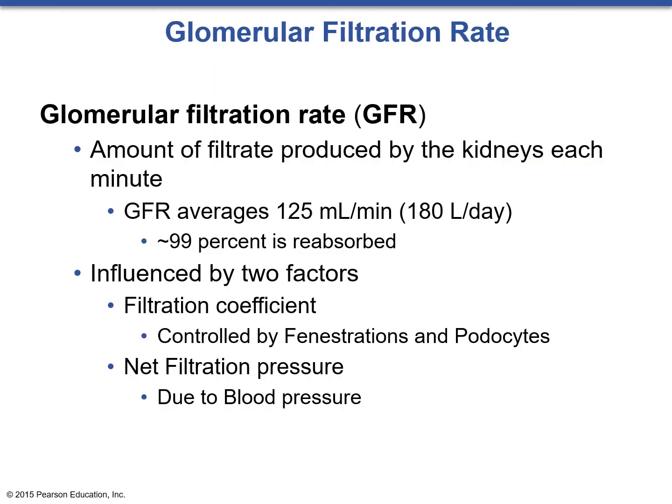Now, as blood enters the afferent arteriole, about 1/5 of the plasma is going to enter into the tubular system of the nephron. This portion is called the filtration fraction. Now, the amount of fluid entering the nephron per unit time is called the glomerular filtration rate, and that's what we're looking at here. The glomerular filtration rate averages about 125 milliliters per minute or 180 liters per day. Now that's a lot of filtrate, a lot of fluid. So why don't we urinate that much? Because about 99% of it is reabsorbed into the system.